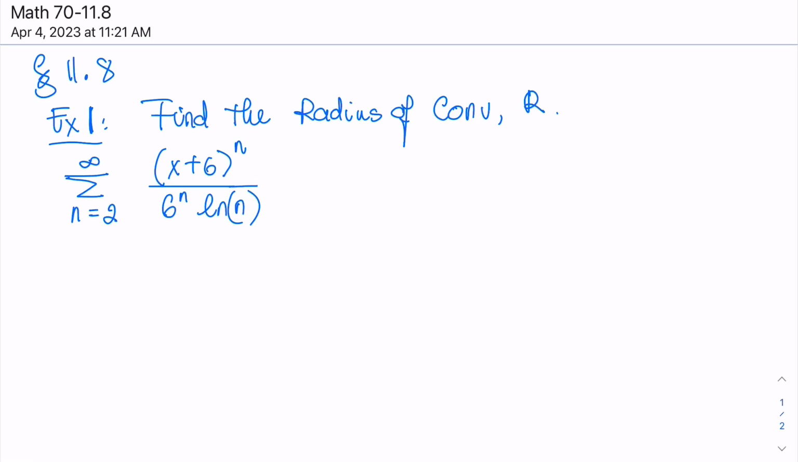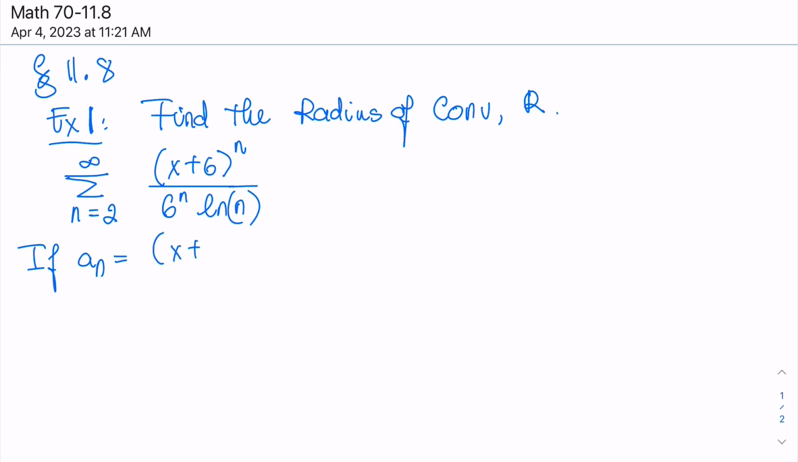For example one, we want to find the radius of convergence of the series. First of all, we're going to have to test for convergence. You can see that right here we have a constant raised to the power, so I'm going to use the ratio test. For the ratio test, I need a sub n.